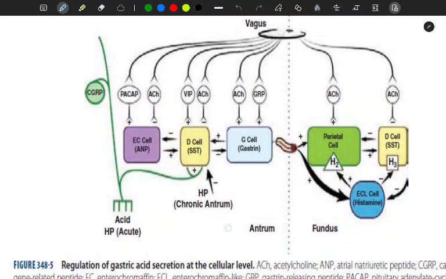So when they introduced the H2 blockers, the antihistamines, it was a revolutionary treatment for peptic acid ulcer, because before that it was a surgical treatment. Next, please.